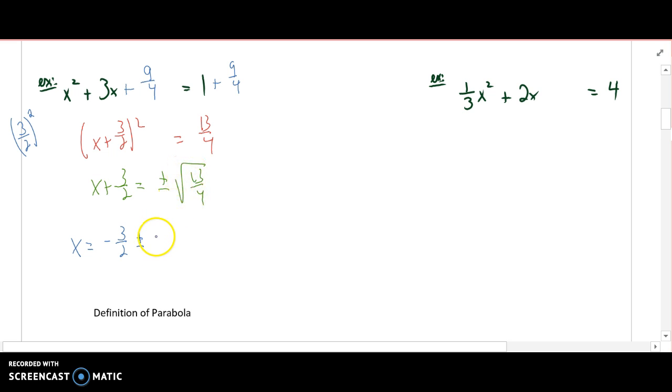And then breaking this one down, the square root of 13 we don't know, but for the denominator, the square root of 4 is 2, so we can actually take that square root to simplify it, and there is our solution for x in this one.